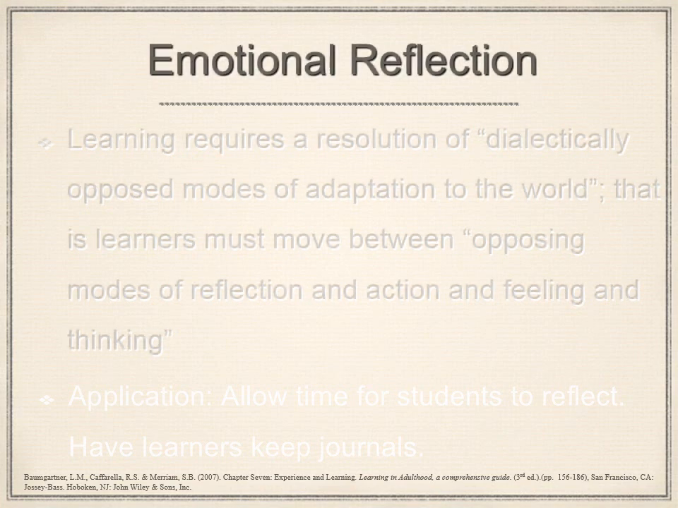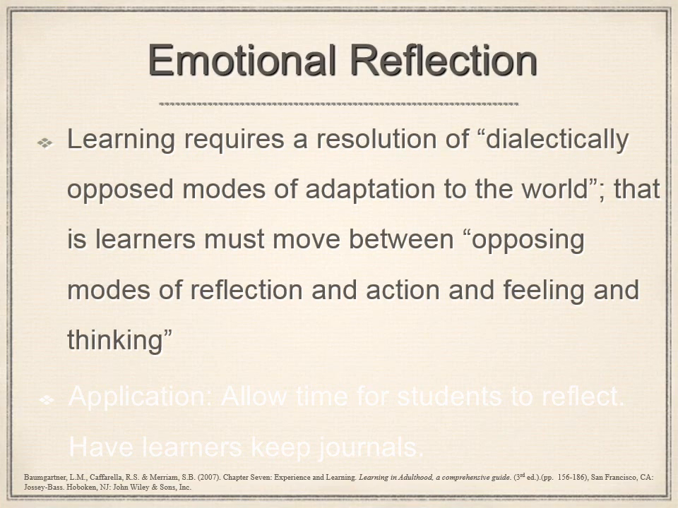Emotional reflection. Learning requires a resolution of dialectically opposing models of adaptation to the world. That is, learners must move between opposing modes of reflection and action, and feeling and thinking. Kolb believed that conflicts and disagreement, both internally and externally, drive the learning process. When learning, the student has to consider multiple points of view and make a decision based on their previous experiences or inclination. Without this struggle, there will be no progress in learning.